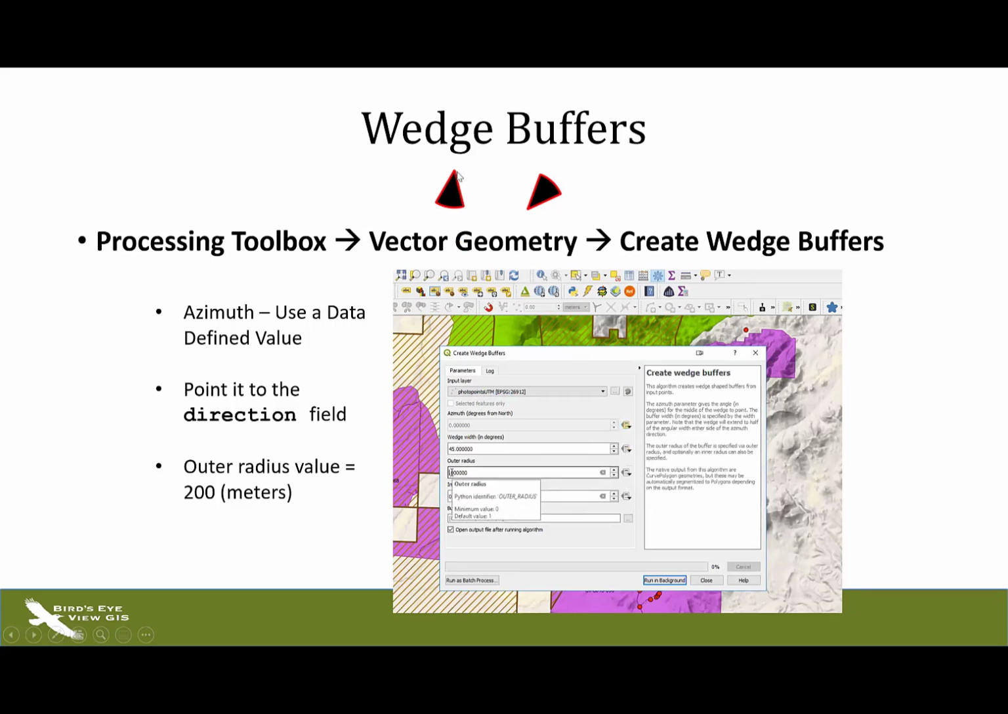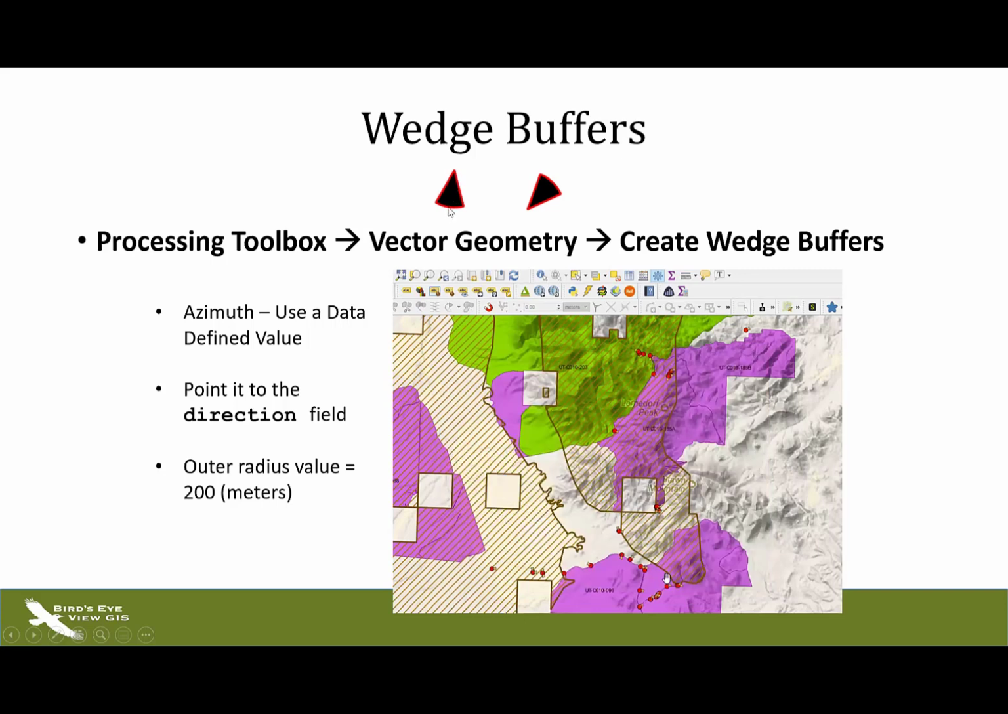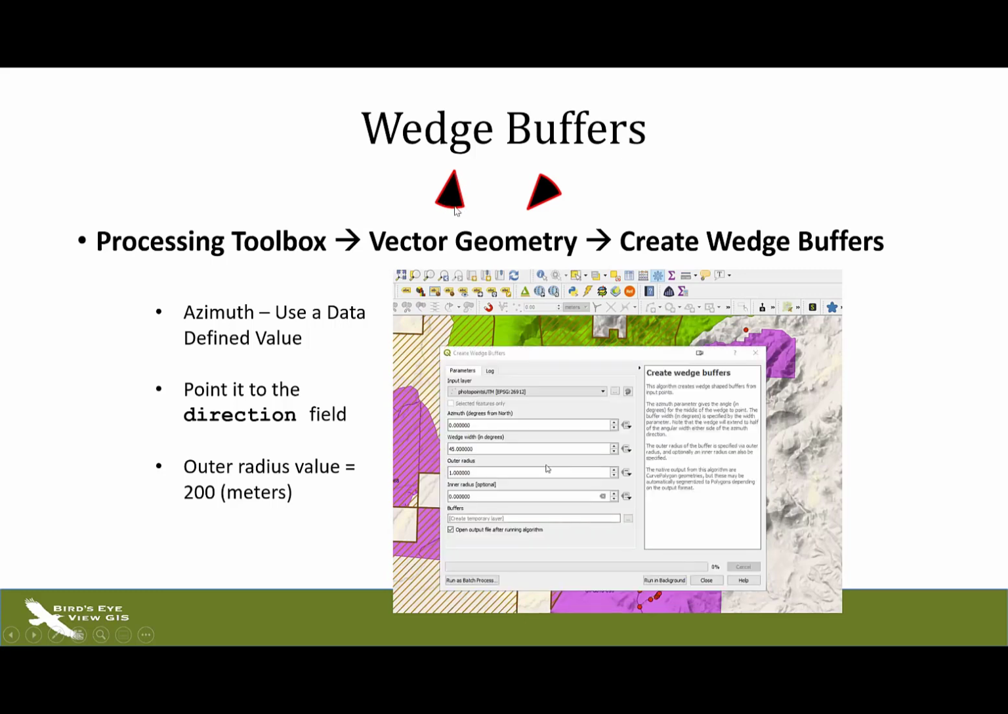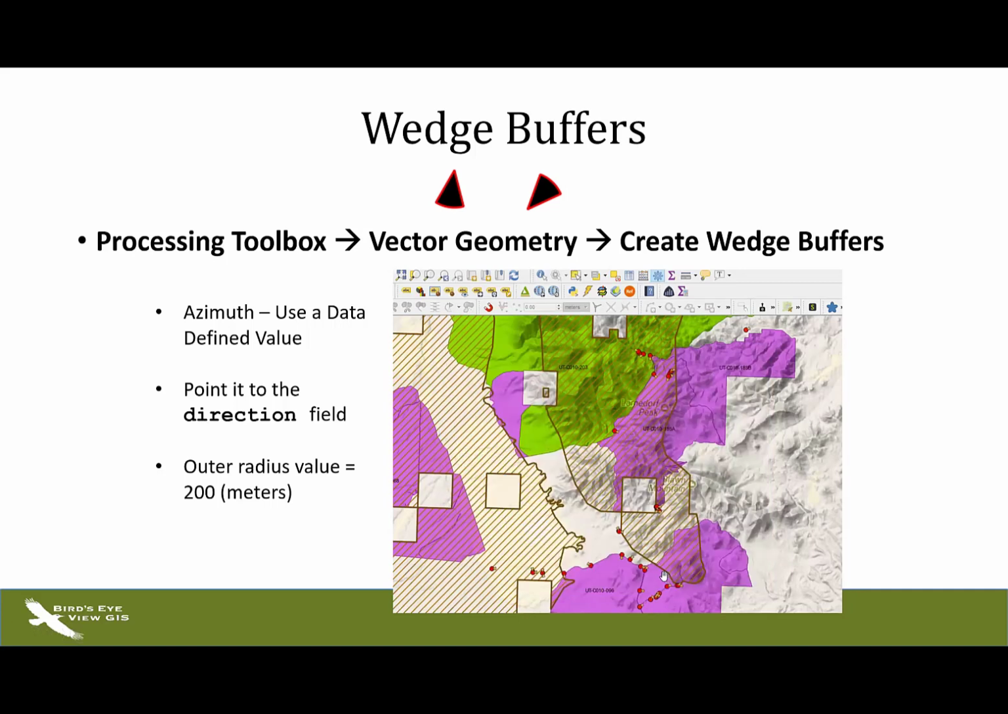These wedge buffers are going to originate at the photo point, and they're going to extend out. We want the wedge buffer to represent the field of view of the photo, so we want to orient the wedge buffer in the direction that the photo was actually taken in. Fortunately, the import geotag photo tool pulls that EXIF data out and has that as attributes in our layer. So for this azimuth, we're going to use the data defined override, and we're going to point it to the direction field. We're not going to use an expression this time. We're just going to point it to the direction column in our data so that when it generates these wedge buffers, they get generated in the direction that the photo is taken.